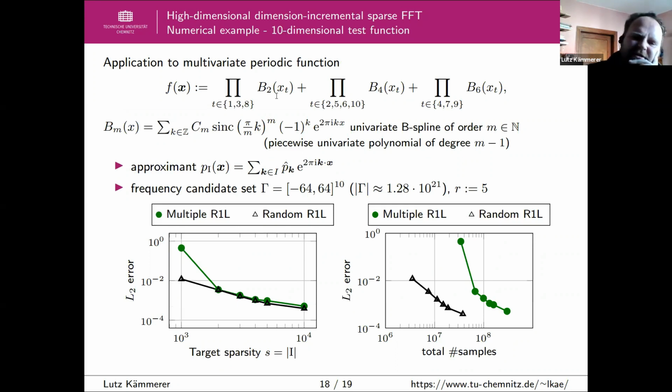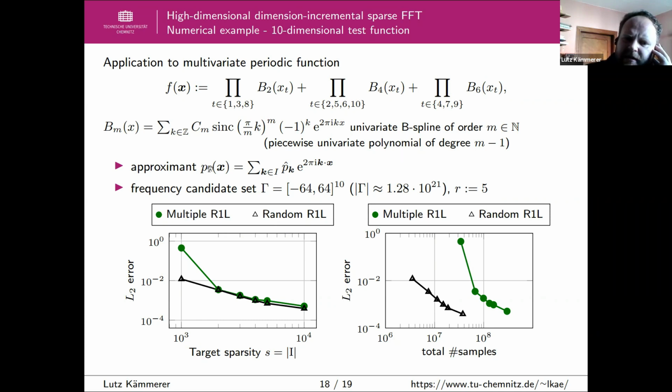This is also a somewhat constructed example, but it's an approximation of a function. We have a tensor product B-spline in some sense, in dimensions 1, 3, and 8 of order 2. This has the lowest smoothness. Then you have a 4-dimensional B-spline of order 4 in dimensions 3, 5, 6, and 10, and so on, and a 6-dimensional one of order 6 in dimensions 4, 7, and 9.